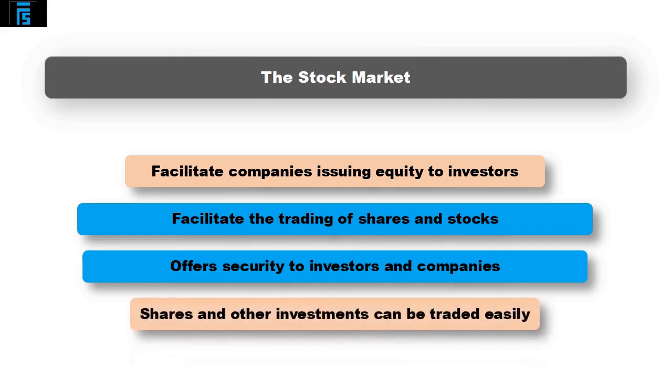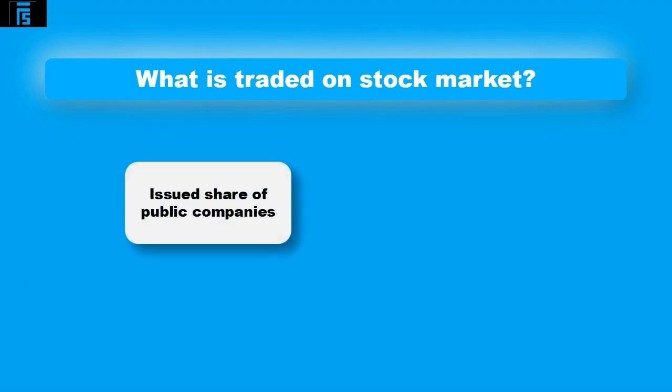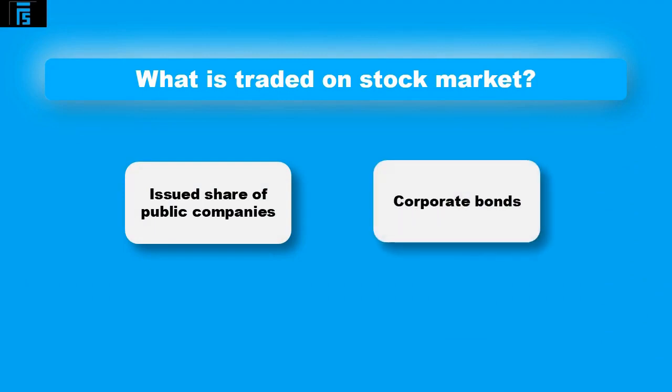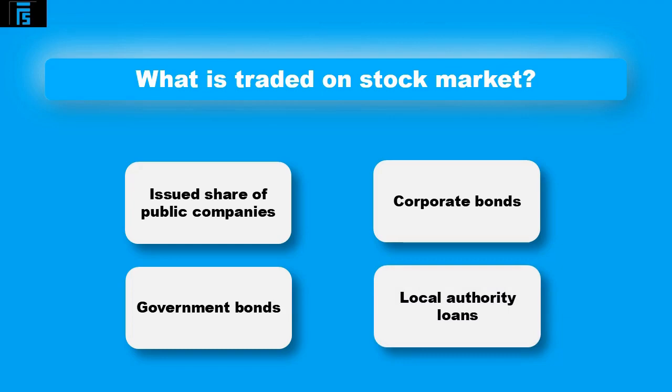Shares can be traded easily on the stock market. This means that investors can quickly sell on their investment, making it more attractive to invest. Here's an example of what can be traded on the stock market. Issued shares of public companies, which are equity; corporate bonds, which are a debt instrument that can be traded as well; government bonds; and local authority loans, again debt.